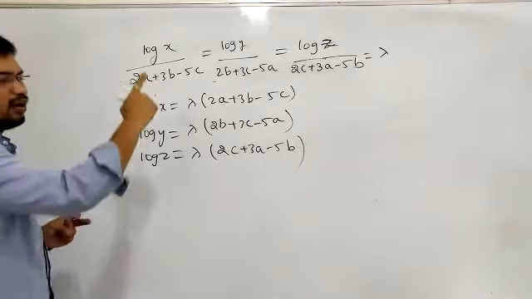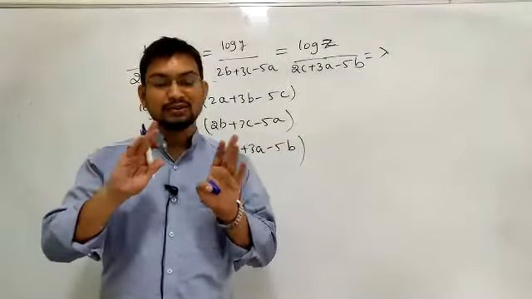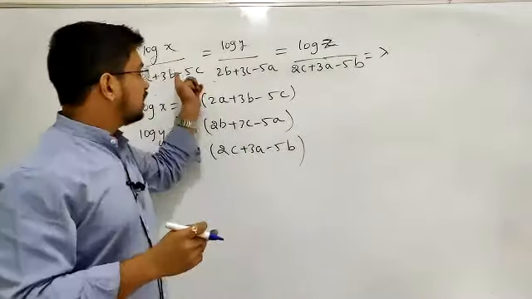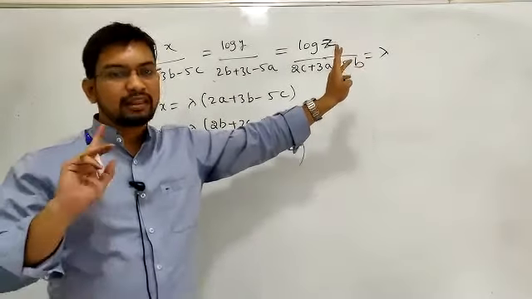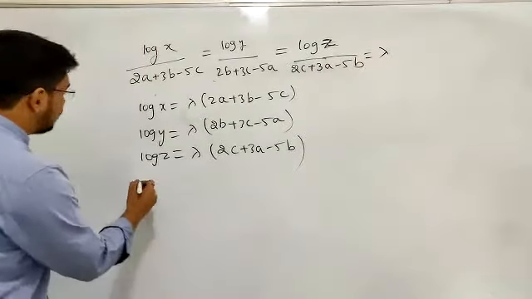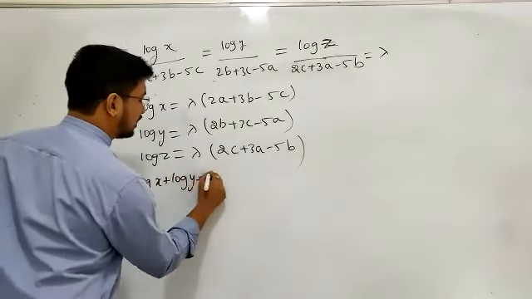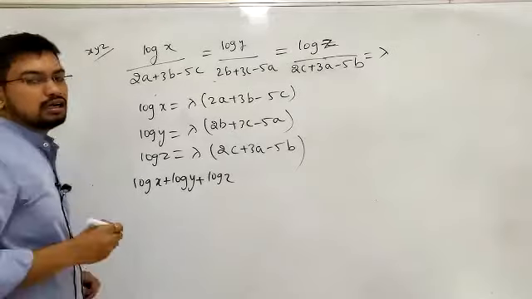Now add all these things. For a problem like this, there is only one single rule: equate this part to lambda and then try to get whatever you want. You can solve every problem if you equate it to lambda. So you'll be getting log x plus log y plus log z. Why am I adding? Because they're asking about x, y, z.